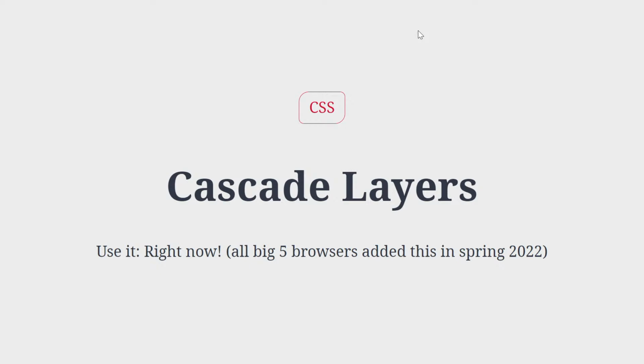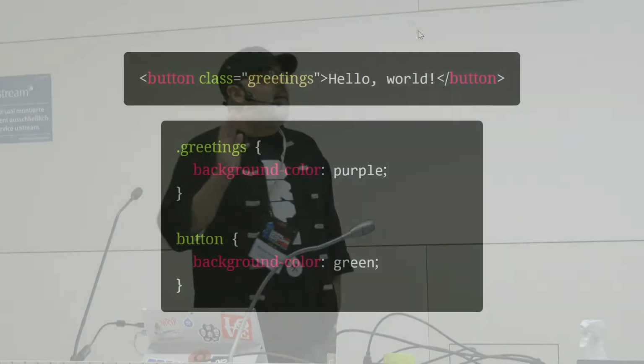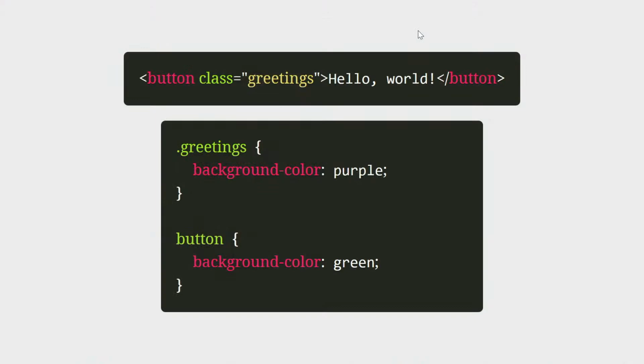Cascade Layers, more or less new. All five big browsers added this in spring of last year. It works something like this. If you have an old example with a button and a class, and the class gets a background color and the button gets a background color, this is the usual cascade and specificity. In this case, the greetings class wins because it's a class.